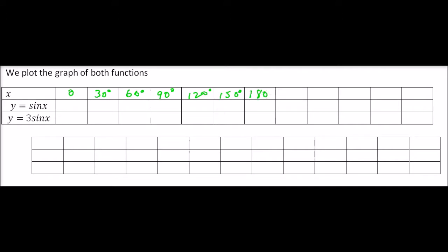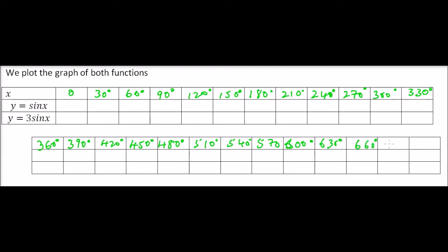This is 180. We have 210, 240, 270, 300, 330, 360, 390, 420, 450, 480, then we have 510, 540, 570, 600, 630, 660, 690, and finally we have 720 degrees.